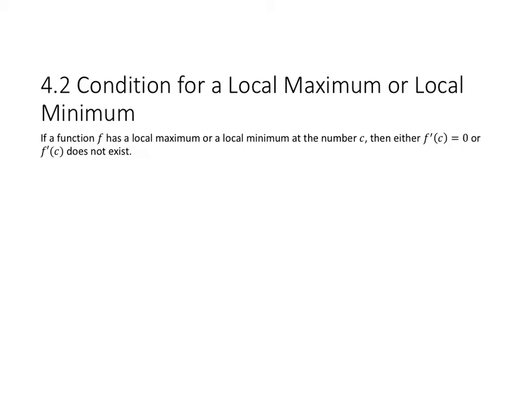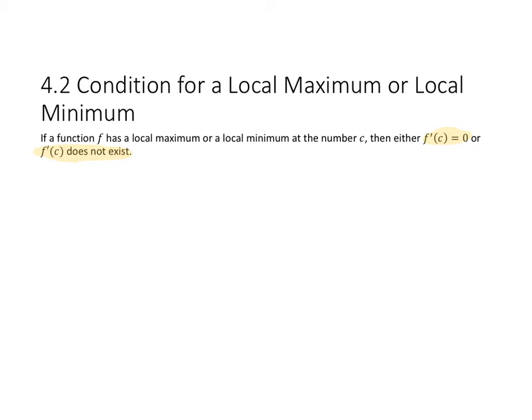If f has a local min or a local max at a number c, then f prime of c equals 0 or f prime of c does not exist. This is super important. We're going to keep using this over and over and over. The derivative equals 0 or the derivative does not exist. That's how I find my local mins or local maxes, which we're going to start calling critical values soon. So let's do a little proof about why this works.